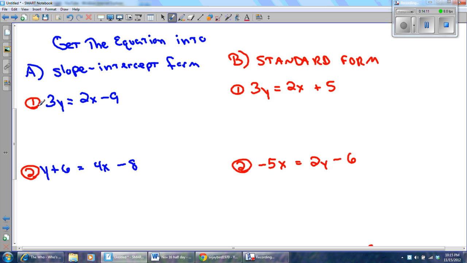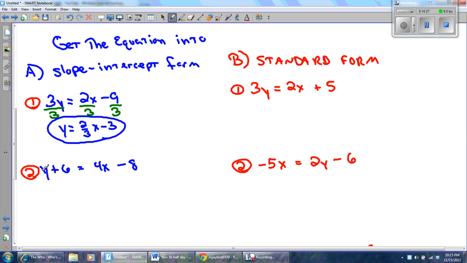Part A, number 1, I want slope-intercept form. Y must be alone. The 3 is attached to the y by multiplication. I'm going to divide by 3. But I'm going to do it on both sides. And when I do that with division or multiplication, that is distributing. So y is going to end up equaling 2/3 x minus 3. And now I'm in slope-intercept form.